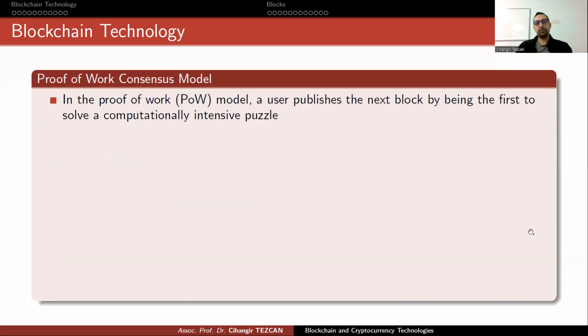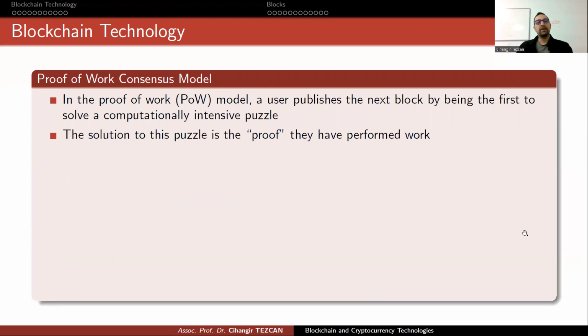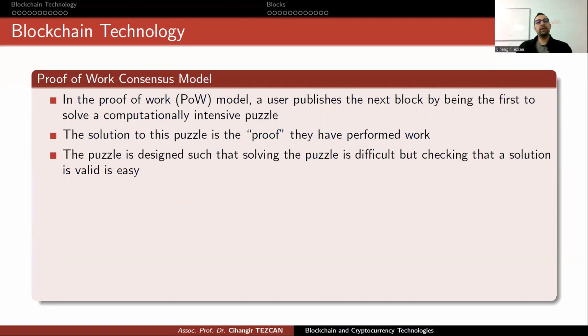In the proof of work model, a user publishes the next block by being the first to solve a computationally intensive puzzle. The solution to this puzzle is the proof they have performed work. The puzzle is designed such that solving the puzzle is difficult, but checking that a solution is valid is easy. This is very important, because sometimes you can make the problem harder, but if it also makes the checking harder, then you cannot use it.